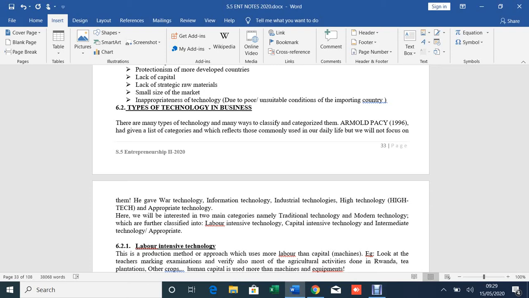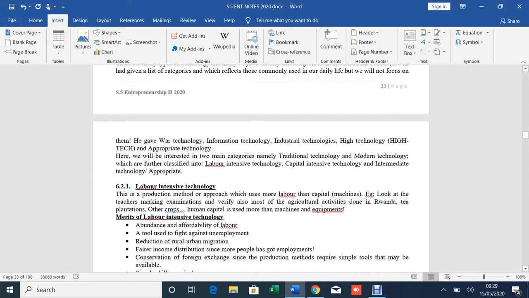Starting with labor intensive technology: it is a production method or approach which uses more labor, more human resources, than machines or capital. Its opposite is capital intensive technology, because you don't spend more on technology than on human resources. When you are building a house, in different grades, you need to use labor more than machines. Today in Rwanda, when you go to national exams, the correctors are there and don't use technology much. This is labor rather than machine in a business.